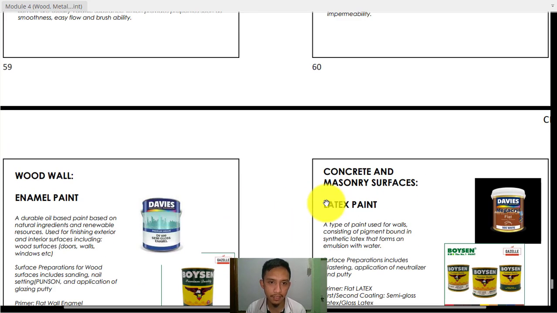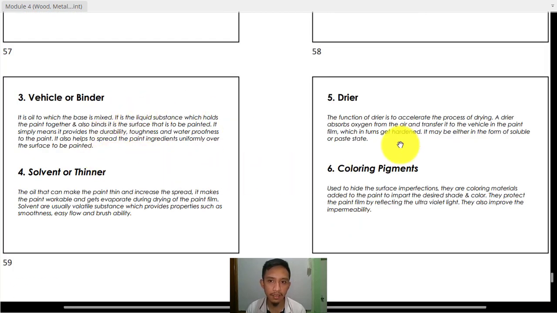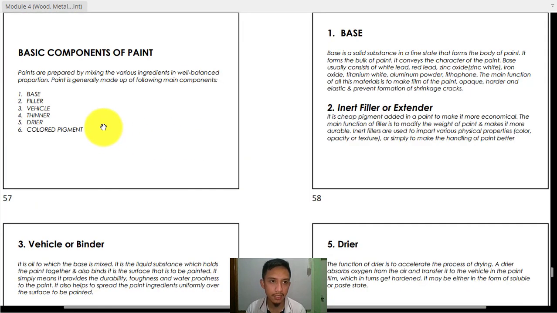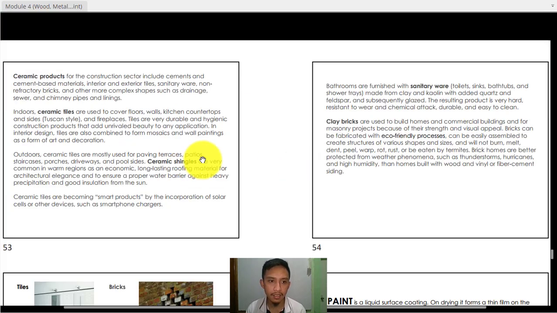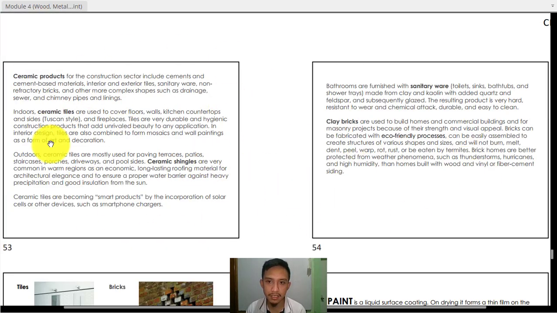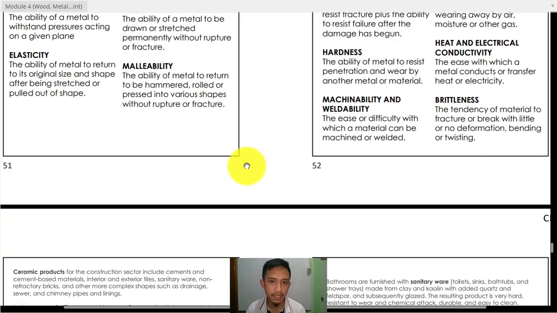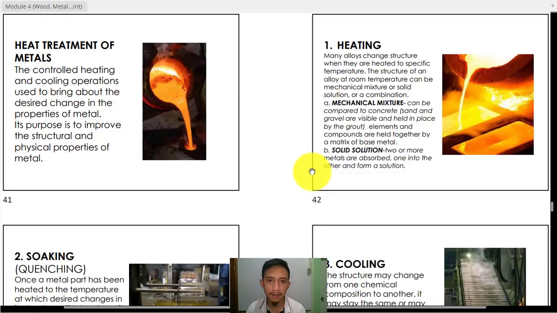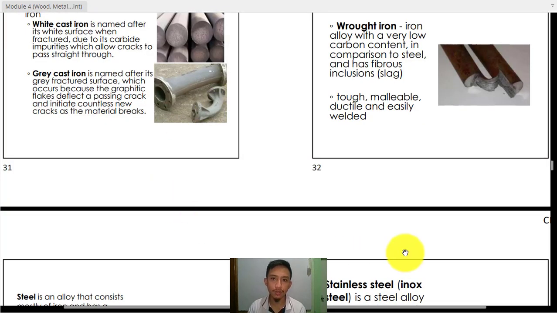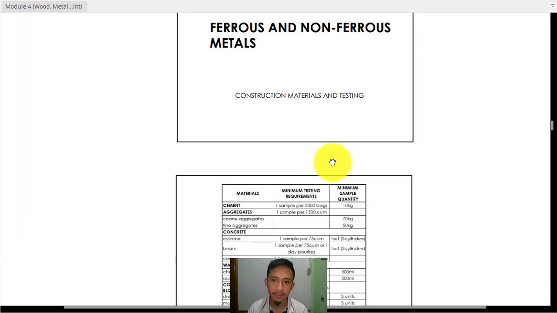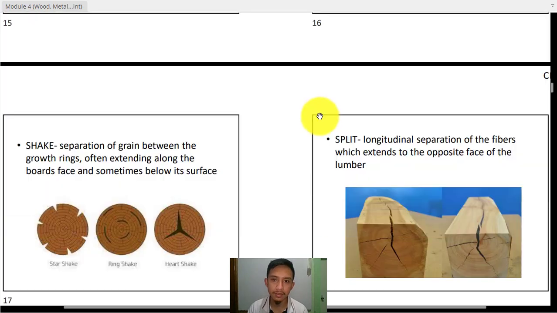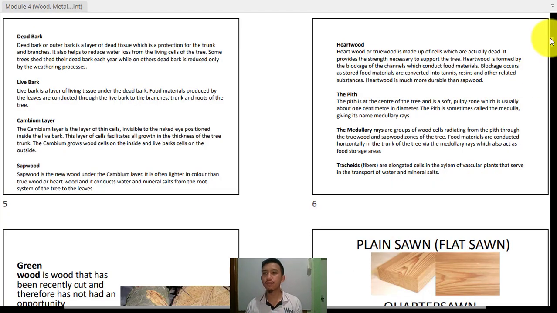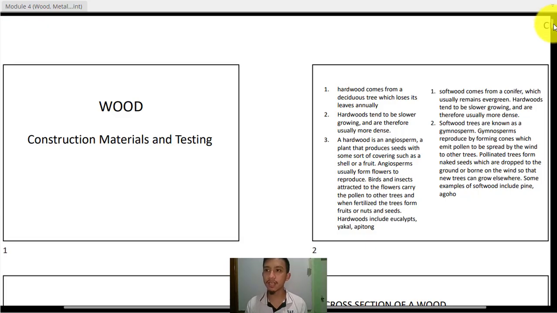You can see it here. You can read about the description, and of course the description of the components of your paints. And also we have your ceramics, which you can read about, and you can review your steel here, and of course your woods. So that is for module 4: wood, metals, paints, and of course your ceramic products.